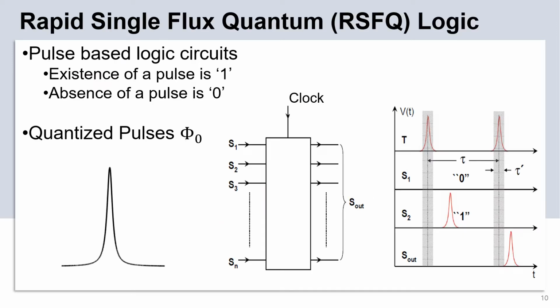Using the Josephson junction, the RCFQ logic family is born. RCFQ is the commonly used logic family in superconductivity. It does not work like semiconductor logic, with VDD or ground voltages. It's a pulse-based logic family. Existence of a pulse is a logic 1, absence of the pulse is a logic 0. The pulses are quantized and equal to a single flux quantum, an SFQ.